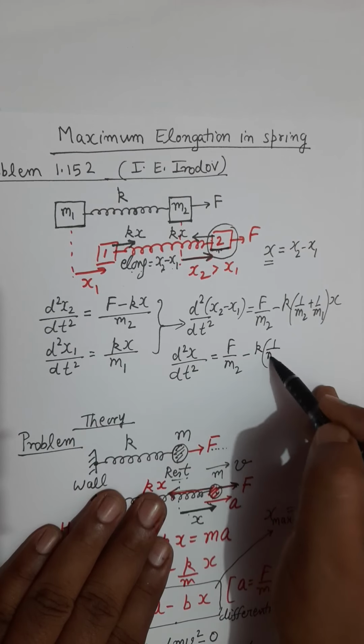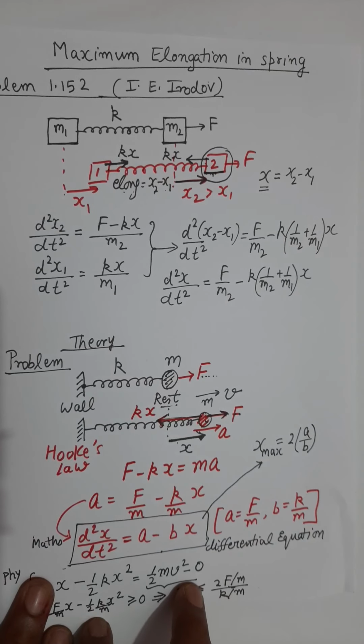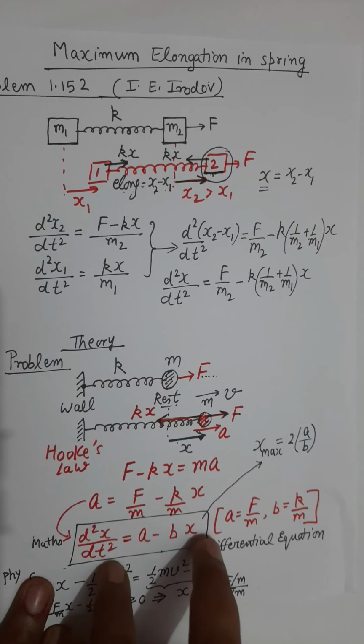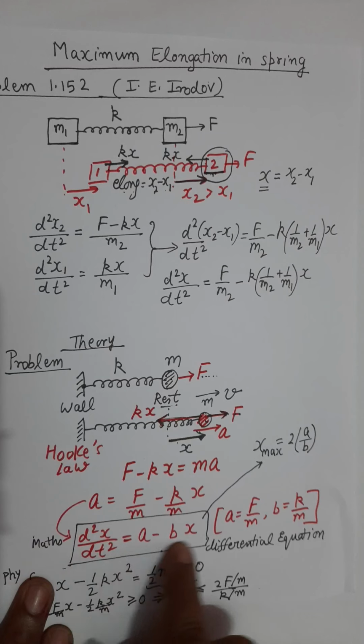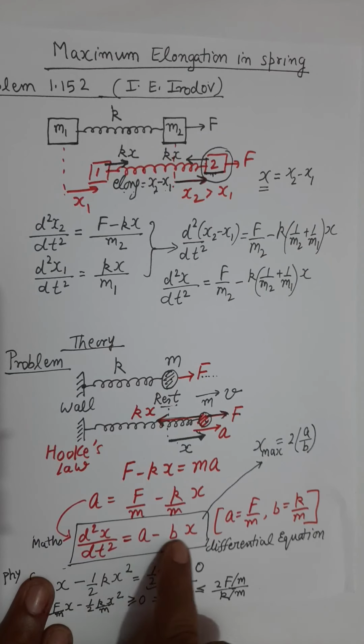Both the differential equations are identical. So now I can take advantage of all the hard work which we have done here. We did a lot of hard work in this question, and now I will use this result. For any differential equation in this form, the maximum value of x can be twice of A by B.